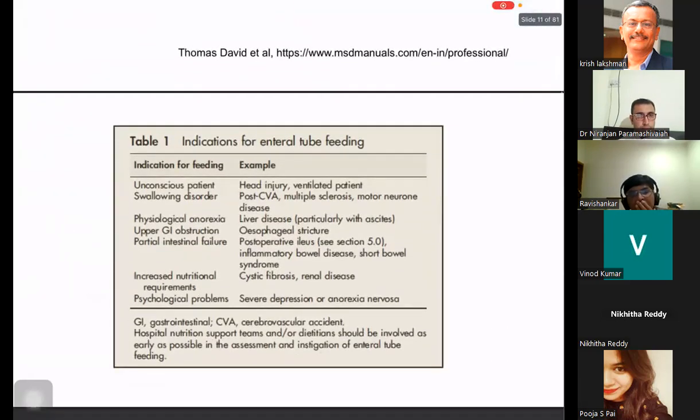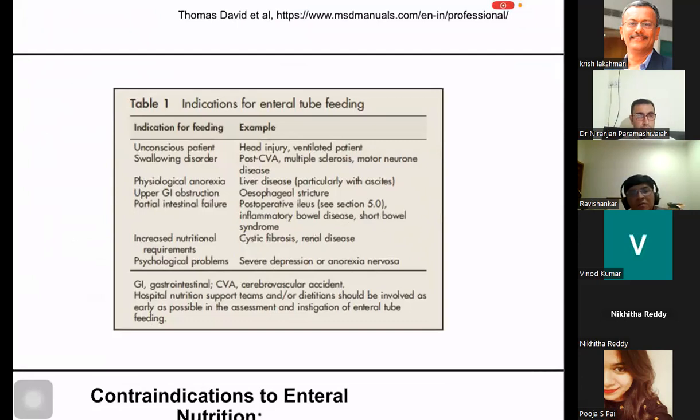And indications for enteral feeding. Generally, these enteral tubes are provided in patients who are unconscious and have problems with swallowing, like stroke patients and motor neuron disease patients, and physiological anorexia like liver diseases and malignancies. And in upper GI obstruction like esophageal strictures, and in patients who require excess nutritional requirements like cystic fibrosis and renal disease patients, and patients with psychological problems like depression and anorexia nervosa.